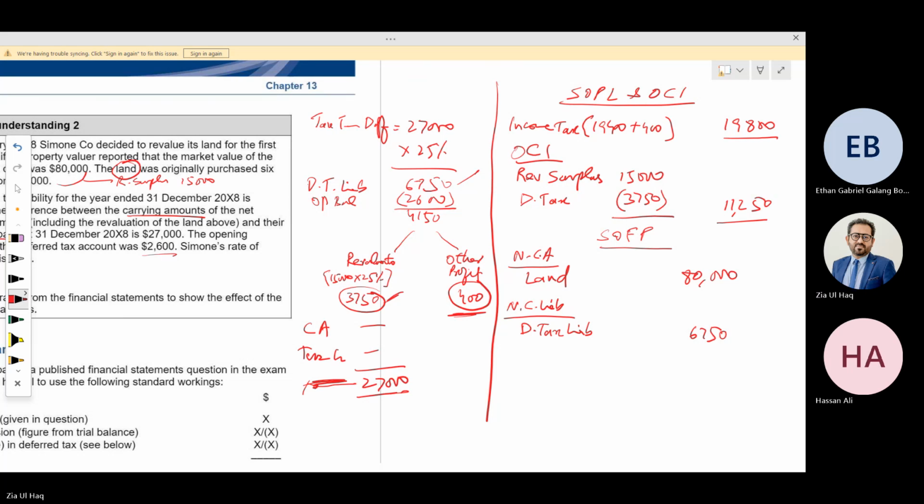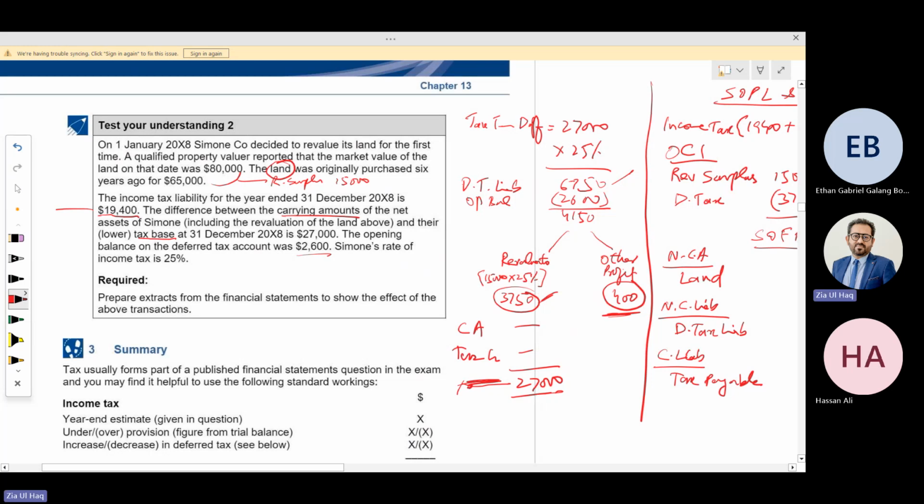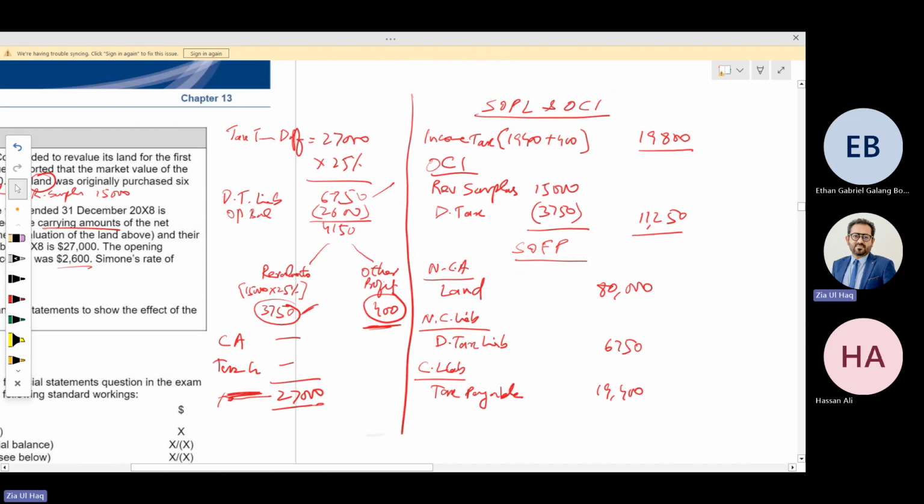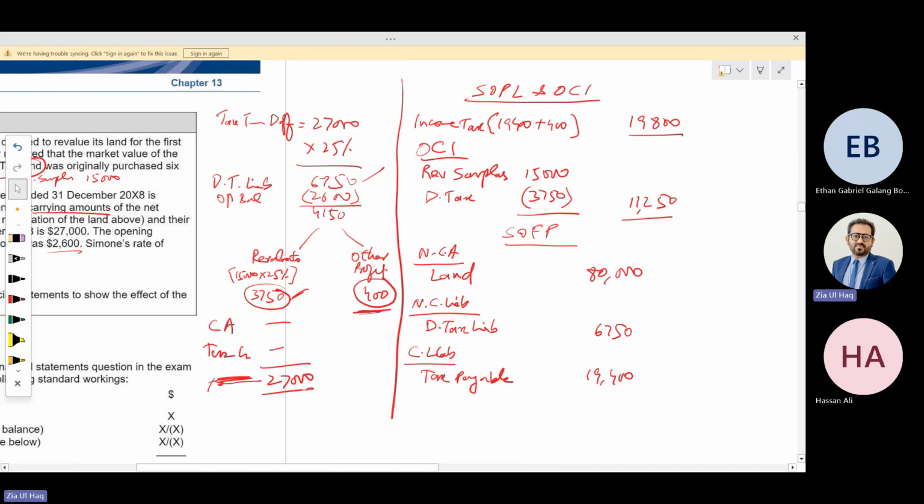What else do we need to record? Under current liabilities, we need to record tax payable. What was tax payable? 19,400, because in current tax payable, we need to adjust under or over provision, and the deferred tax liability will remain the same. In this 19,400 is the current year profit tax, for which we initially recorded the entry: debit tax expense, credit tax liability. So that will go into current liability as it is. But for the tax charge to P&L, we need to adjust under or over provision as well as deferred tax consequences. In this question, there were only deferred tax consequences that we adjusted.